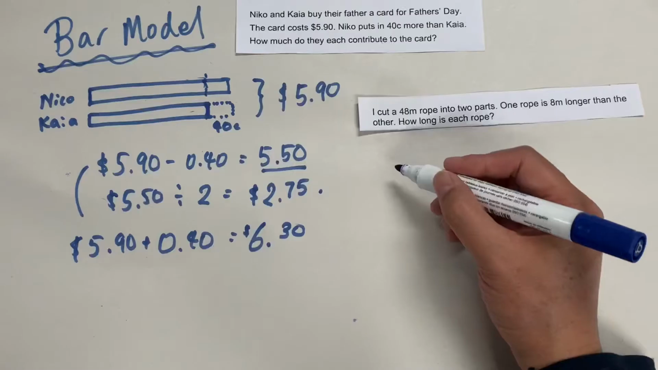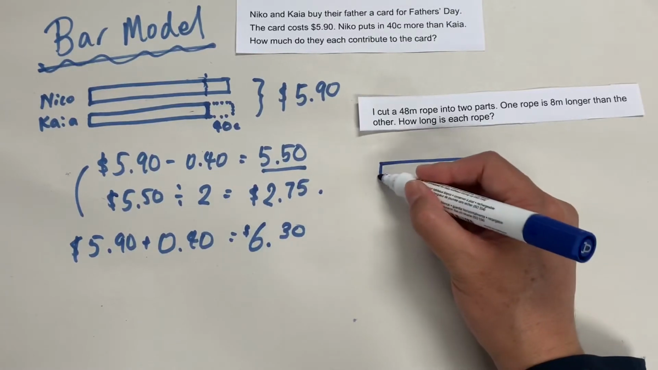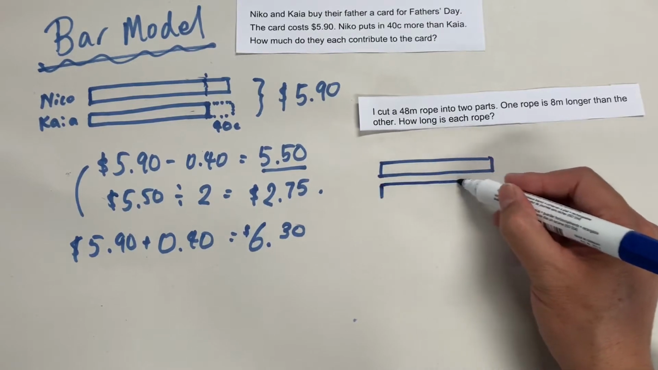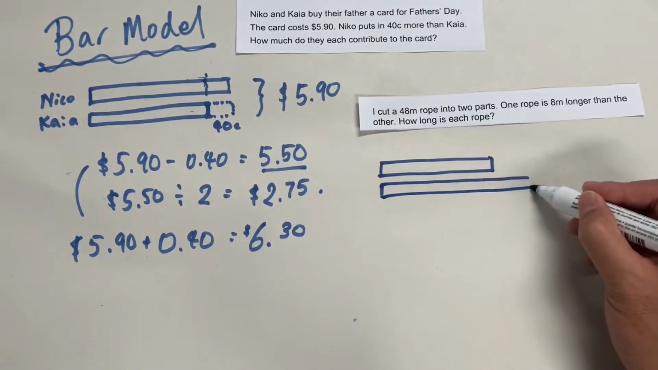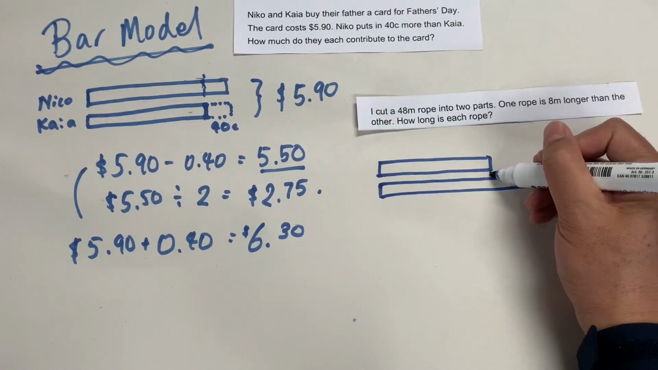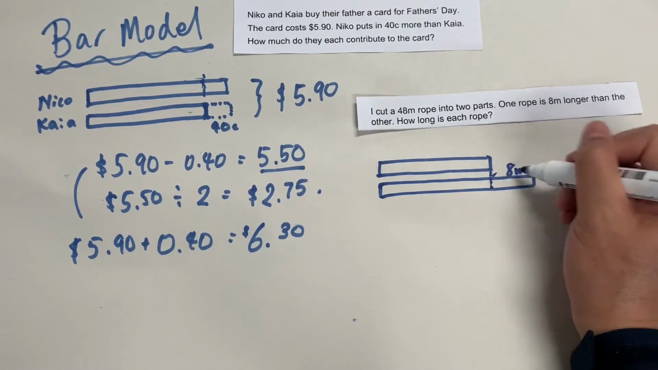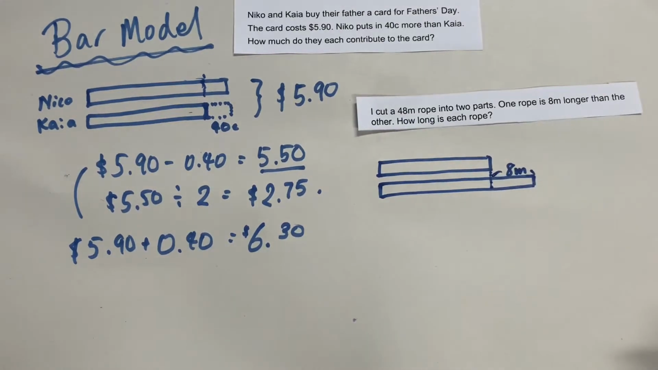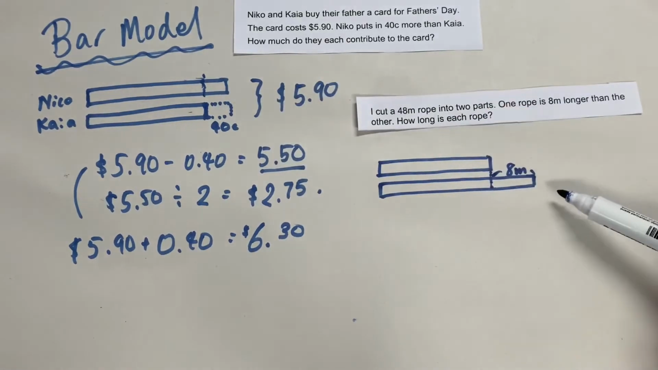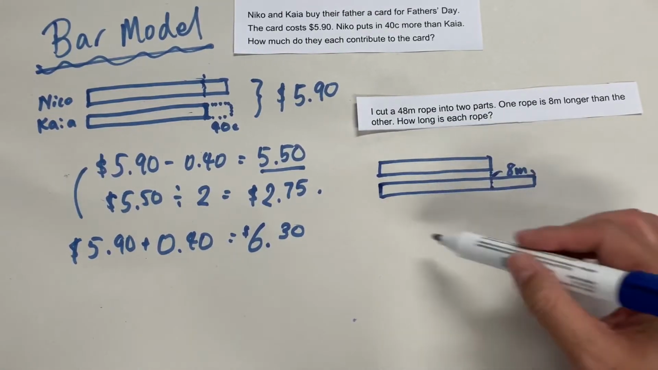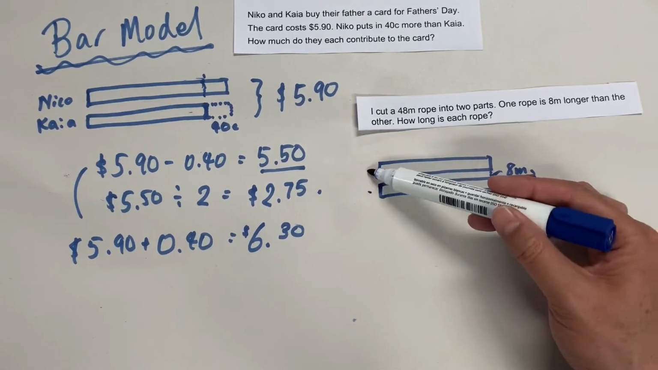So that's something I have to do first. I have 2 ropes, and one rope is 8 meters longer than the other. So this part is 8 meters, right? And altogether it's 48. Can you see the similarity here? I'm going to quickly pause the video, see if you can figure out the length of each rope.